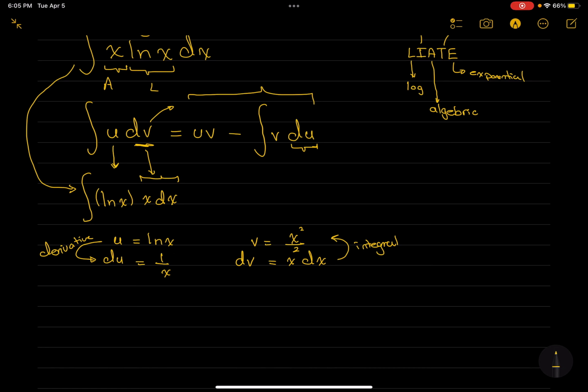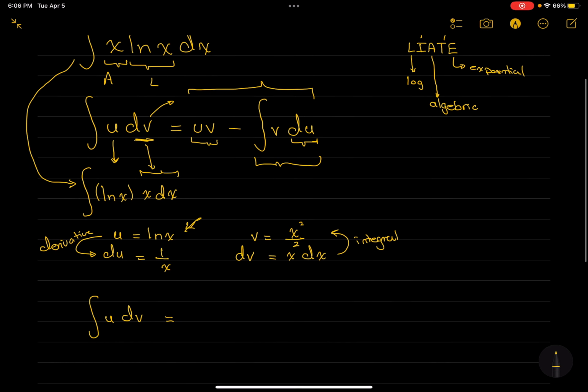Next, I'm going to put all of the terms that I have in my equation back. So our original, which is the integral of u dv, equals u times v. Well, this is u and this is v, so I'm just going to write them down and multiply them by one another. So u is ln x, v is x squared over 2.